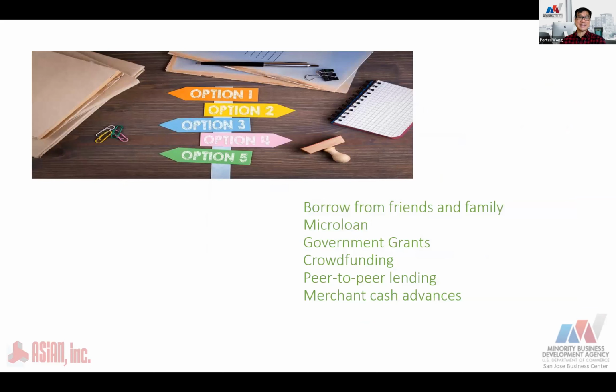Okay, so what are the 6 options, right? Of course, one of the options is that you can always borrow from your friends and family, right? That could maybe be easy to do, relatively, because you already have the relationship and they trust you, right? Then it could be a good source of capital.